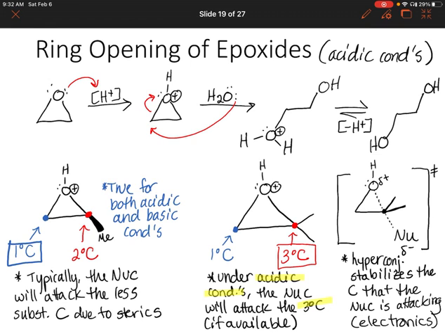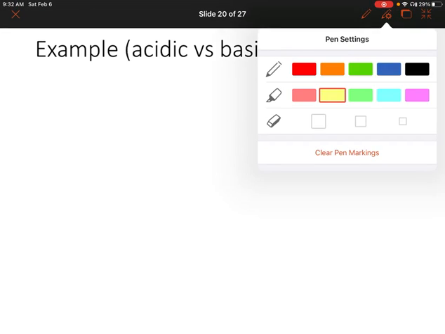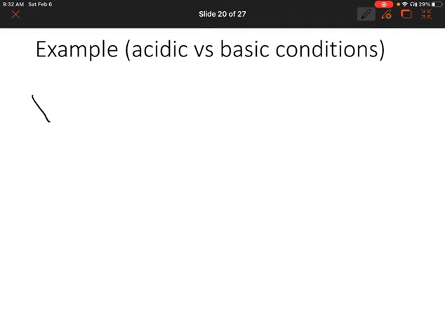Okay, so let's go over an example just so we can get some practice with this idea. All right, so let's give an alkene here, and it's kind of a simple alkene. And let's say we add MCPBA, and we have acidic conditions. What product would we expect? So if you want to pause the video and try this on your own first, you can. And when you're done, you can unpause the video and we'll go over it together.